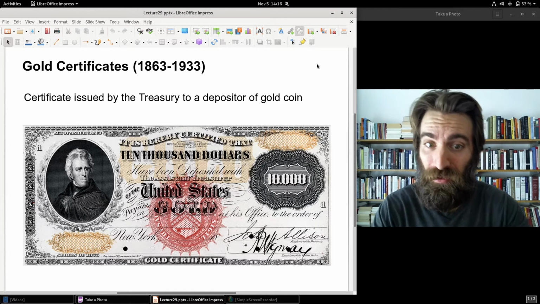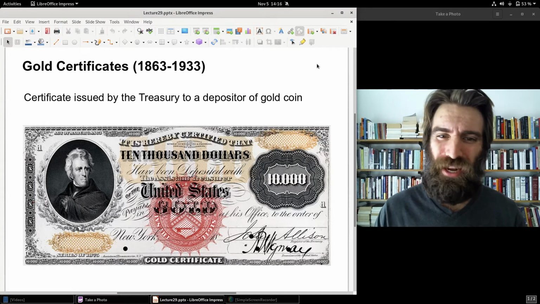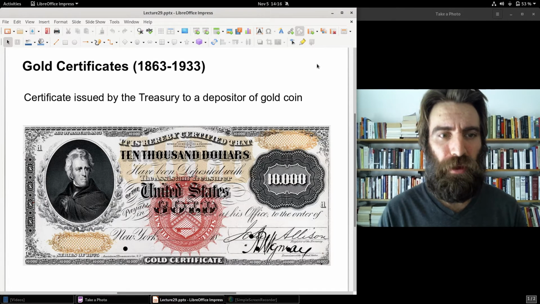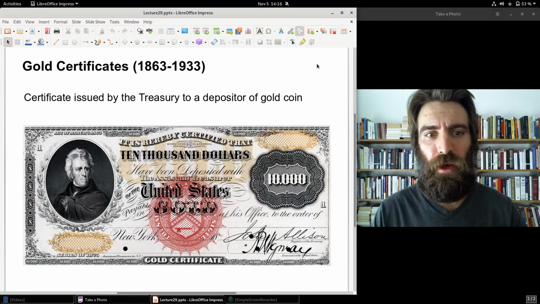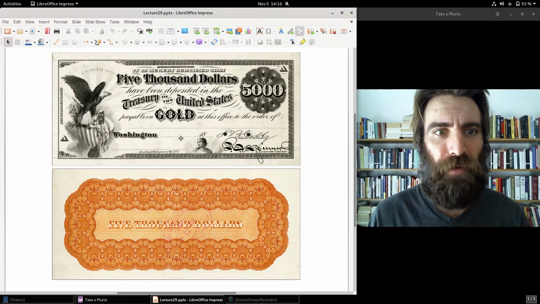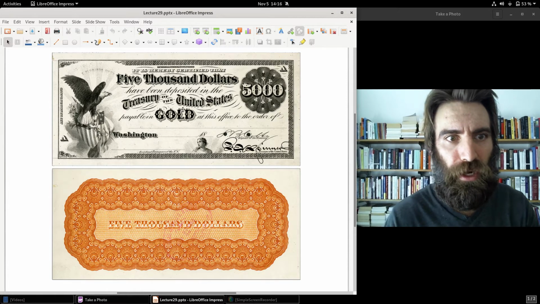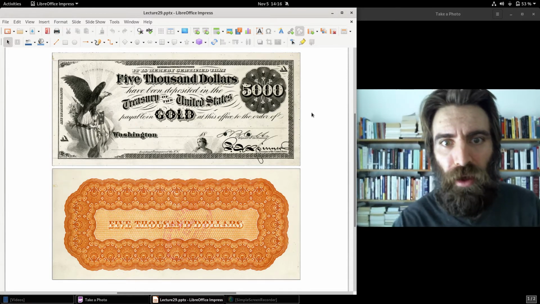And so for high value transactions, this is pretty convenient. Also, banknotes don't go this high. So you would need a whole lot of banknotes too to cover this. Gold certificate was good for high value transactions. There's a $5,000 gold certificate. Hereby certified that $5,000 have been deposited in the Treasury of the United States, payable in gold.